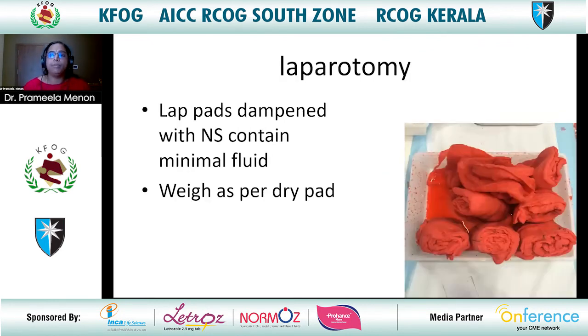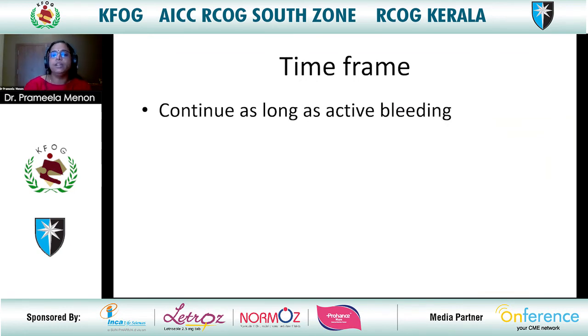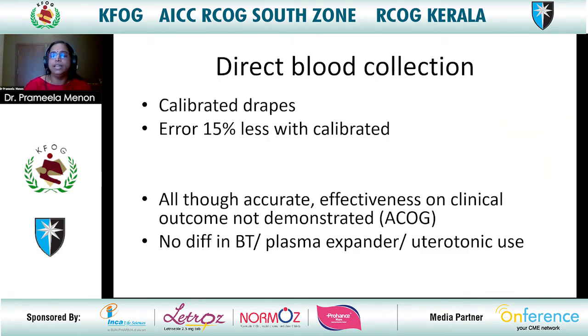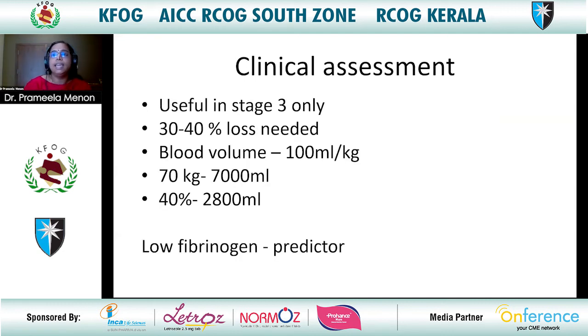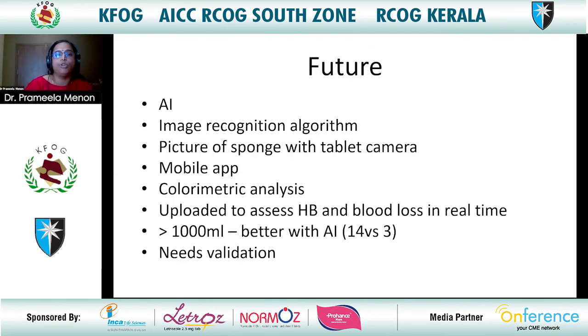And in case of laparotomy, many times we soak the mops with saline. So those mops should be properly wrung out before you use them. If you wring them properly, then the weight doesn't change much. And as for the time frame, it should be continued as long as there is active bleeding. There is also direct blood collection where calibrated drapes have been used, but there is not much clinical difference. Clinical assessment, as all of you know, the vitals you can't rely upon, because by the time the vitals change, the blood loss will be more than 30 to 40%.